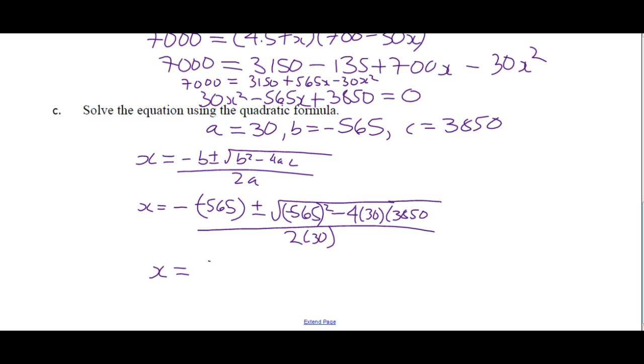Okay, so x equals 565 plus or minus the square root of. So work that out. You don't need to do negative 565 squared, just square 565. So 565 squared minus 4 times 30 times 3,850. Because if this comes out as negative, it means no, we can't. So what do we get? This is the key to the whole problem. It's this value under the radical sign. If it's negative, then we can't.